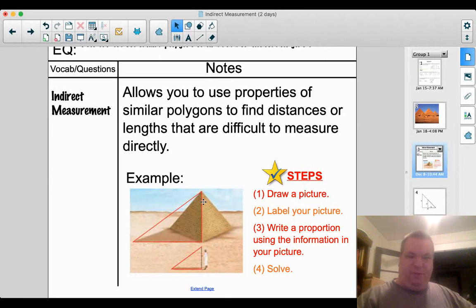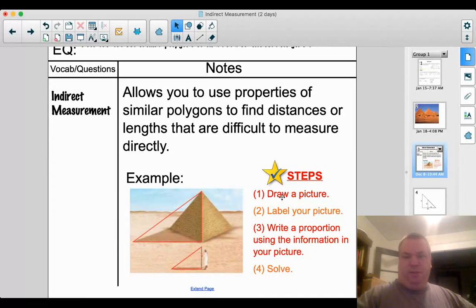Okay? So if we draw out a picture, so here's a picture of the pyramid. This is the height of the pyramid. This is the length of the pyramid shadow. This is your height. This is the length of your shadow. Do you see these similar figures? Okay. Assuming this is happening at the same time of day, the sun's going to be in the same place. So the angle the sun's coming in is going to be the same, which will make these similar, and it means we can use proportions to answer this question.